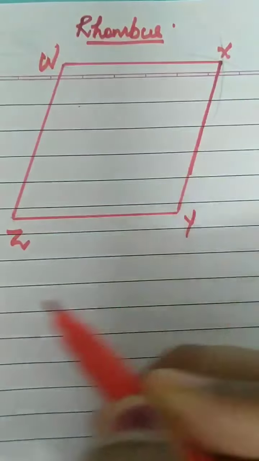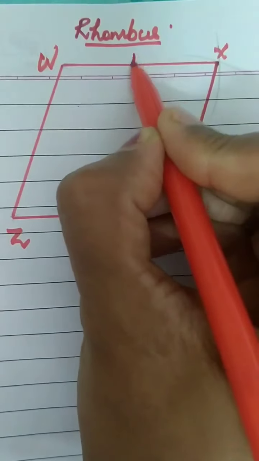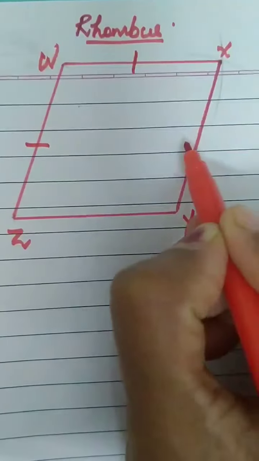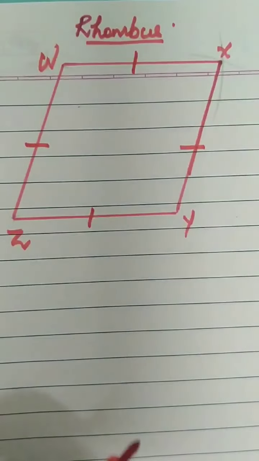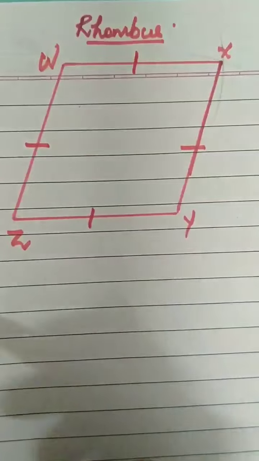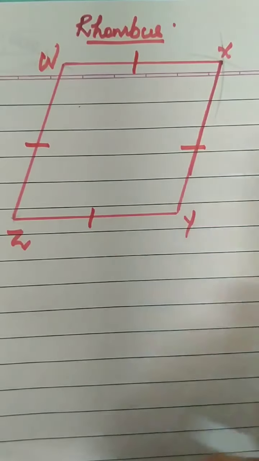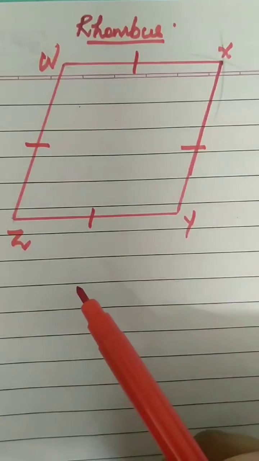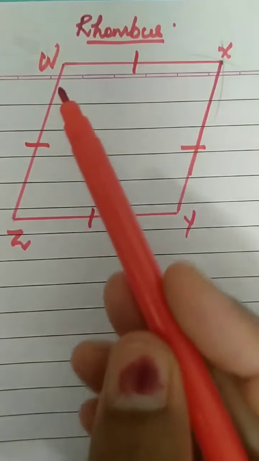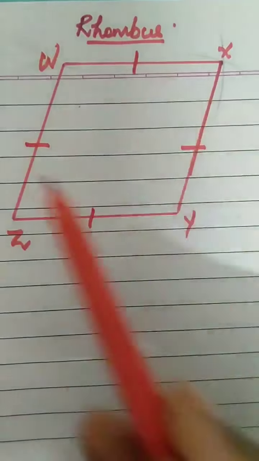If all sides of a quadrilateral are congruent, then we can call it a rhombus. So maybe a few of you may be thinking, then can this be called a square? No. That is why we learnt the definition of square, no? What is a square? A square has all sides of equal length and all angles 90 degrees.